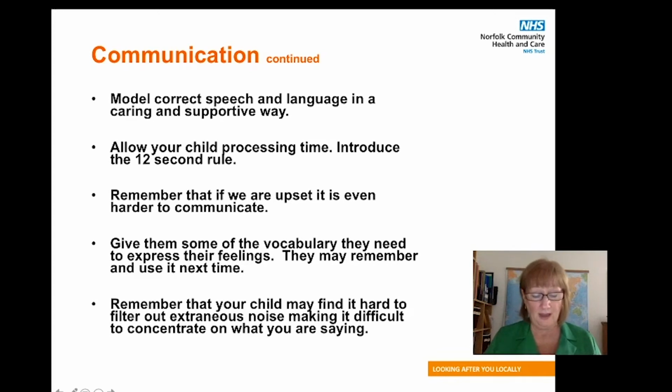And think about sensory input. Are you asking your child to interact with you about something which is quite serious or quite important in the right place in the house? Is there somewhere where there would be less light, less noise, and less distractions for them?